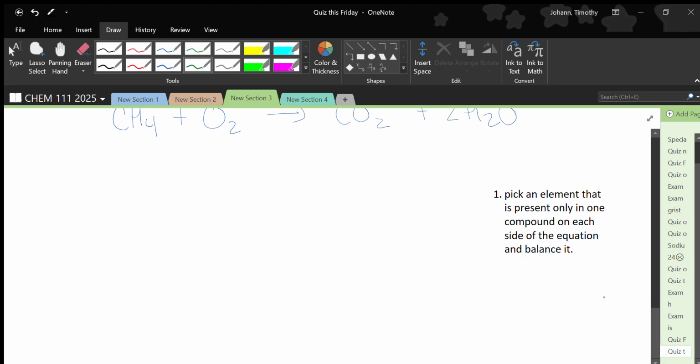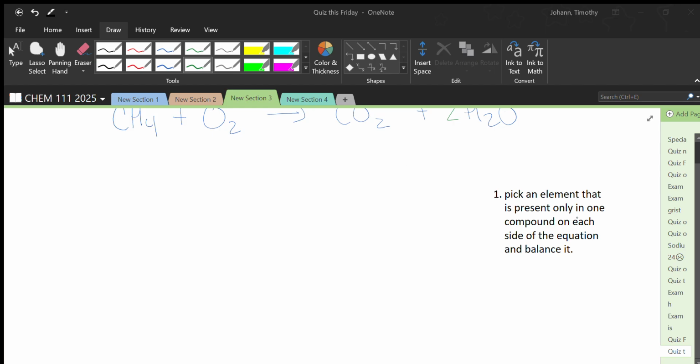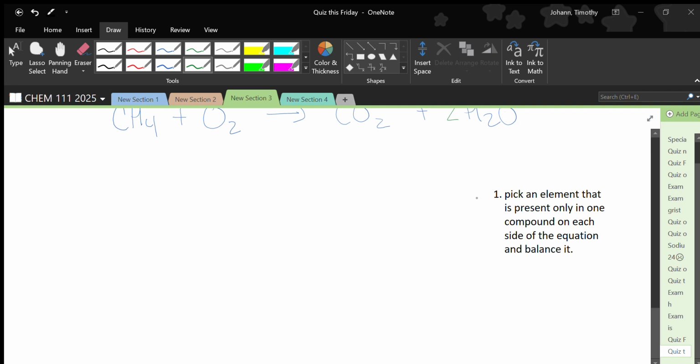then what I'm going to do is I'm going to repeat 1 until I can't do it anymore. I'm just going to keep picking things that are only present on one side, things that are only in one compound on each side of the equation. Repeat number 1 until you can't do it anymore.